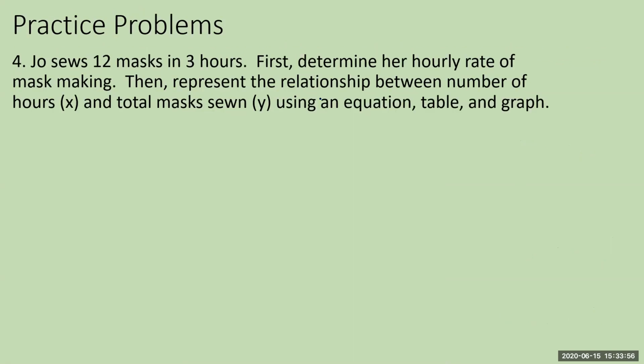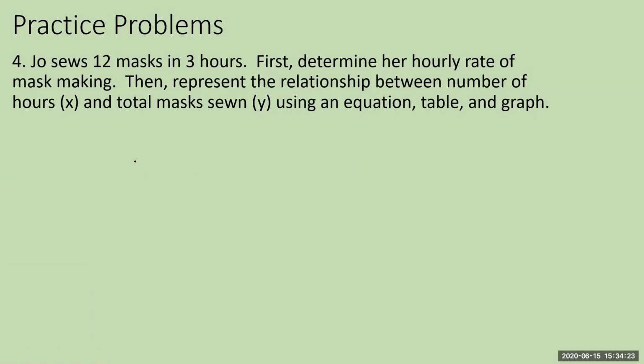All right, and our final practice problem here. We're almost to the end. I know this has been a long one. So number 4, Joe sews 12 masks in 3 hours. First, determine her hourly rate of mask making. Then, represent the relationship between number of hours, x, and total masks sewn, y, using an equation, table, and graph. So we have 4 tasks to accomplish here. Let's do the first one.